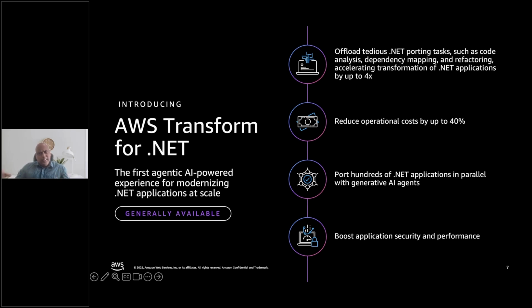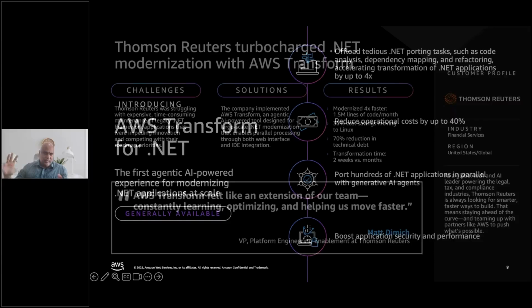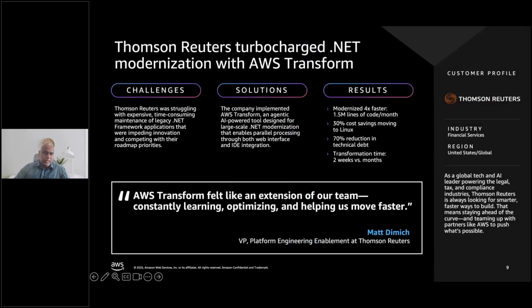Before we go into the demo of how it works, I also want to share some key success stories that came along our way. Thomson Reuters was one of our launch customers. They have already transformed 1.5 million lines of code. They've seen a 70% reduction in their technical debt, and they're continuing to transform their legacy applications with us. We are able to work very closely with this customer and modernize their legacy portfolio of applications.